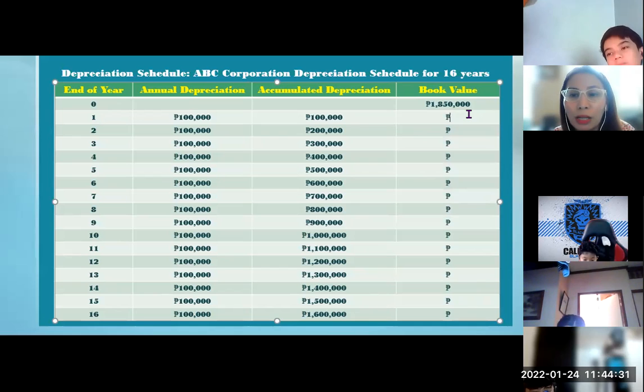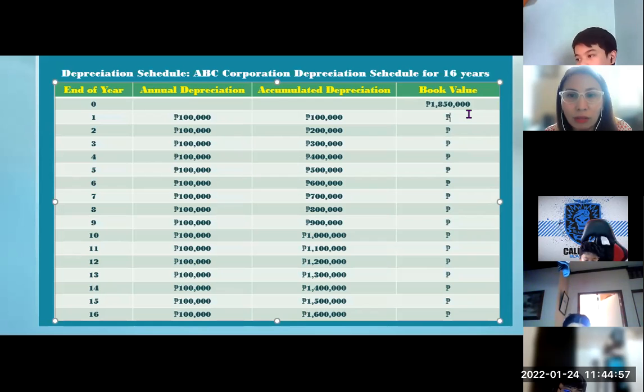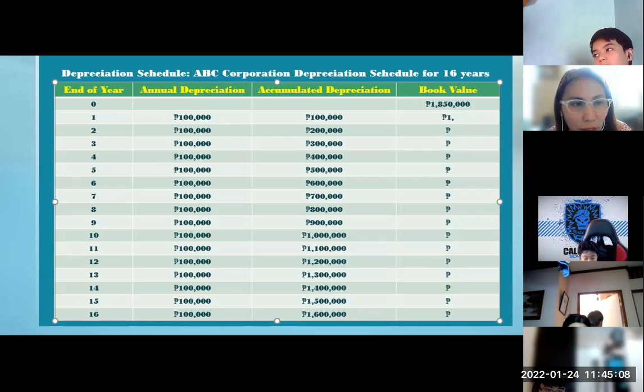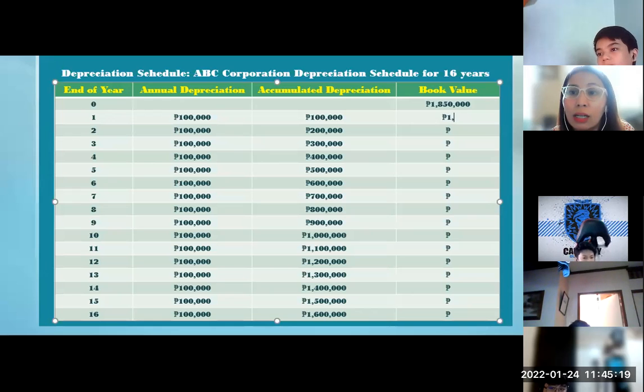What's our amount ng book value sa ating first year? Magkano yung amount na kailangan i-record? Magkano yung amount sa ating first year book value? Mr. Carlo? 1,850,000 po. Okay, 1,850,000 pesos. Yun ay initial or starting cost na kailangan i-record sa book value. Yung sumunod po, what's our next?